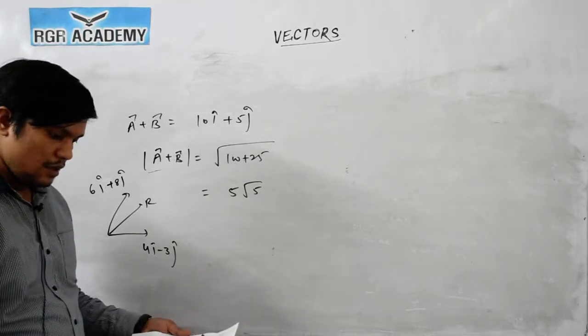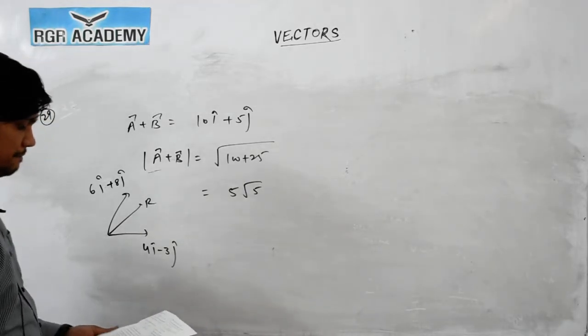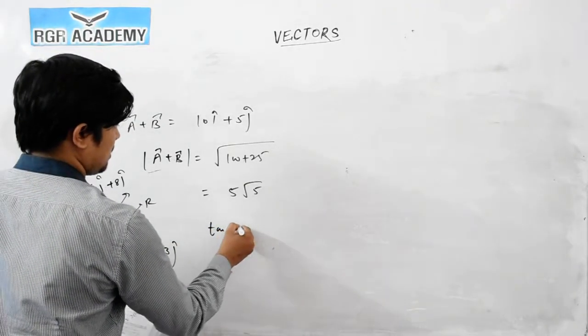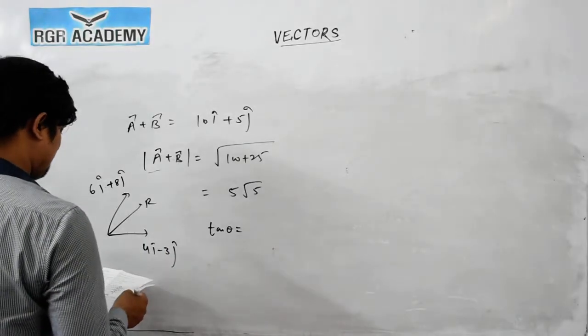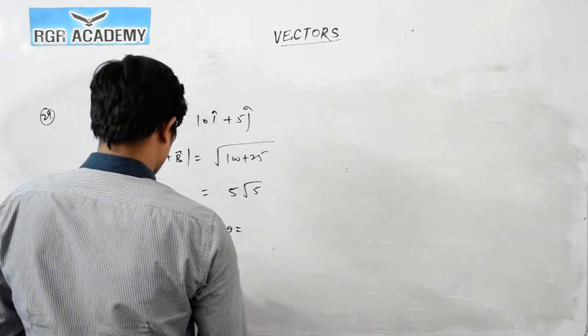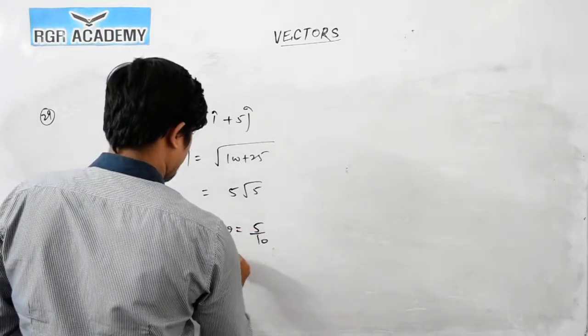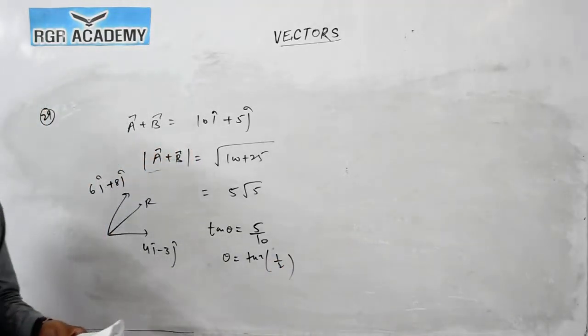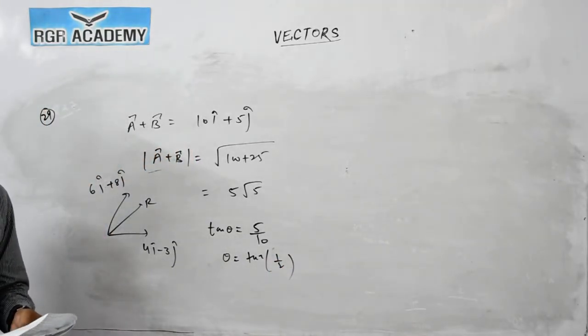Okay, so we can write that by tan theta also. So tan theta will be equal to 5 by 10, so theta will be equal to tan inverse 1 by 2. Clear? So the direction is tan inverse 1 by 2.